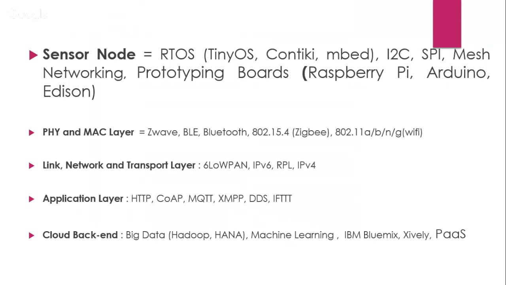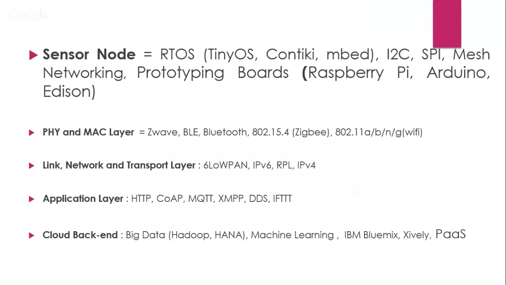Then we come to the MAC layer. These are prominently the communication technologies, like Z-Wave or ZigBee, Bluetooth Low Energy, Bluetooth, or the 802.11 specification. So these are various communication technologies. Some of these, like ZigBee, are an industry standard. It is used in big factories and industries for communication.